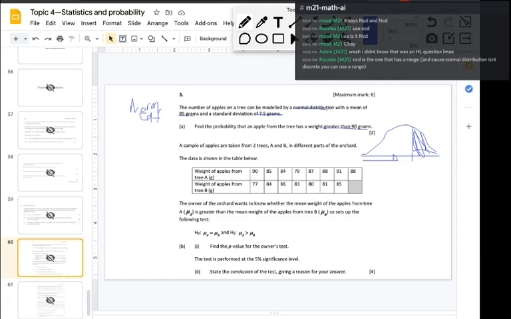Yeah, and Roxas is correct. Normal distribution is in continuous form, not in discrete form.